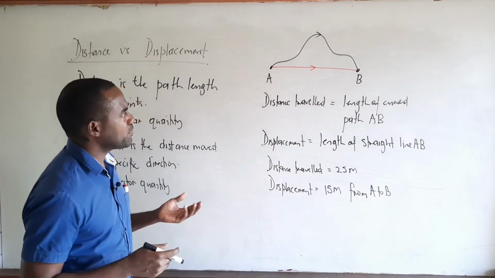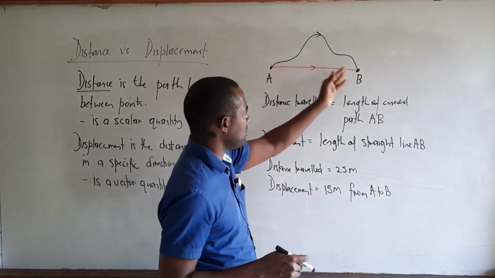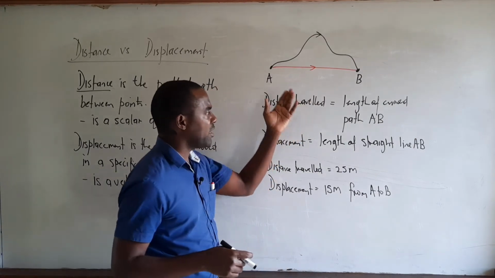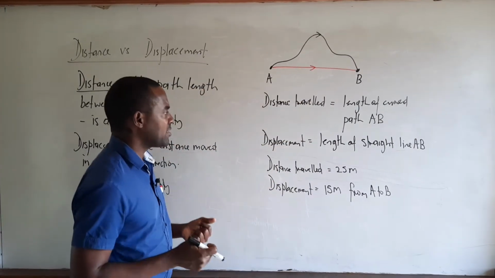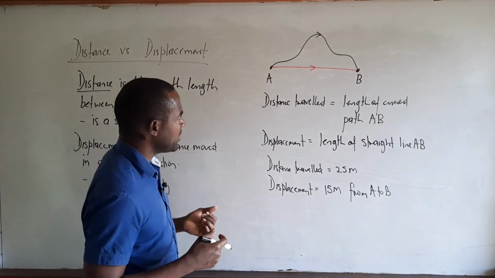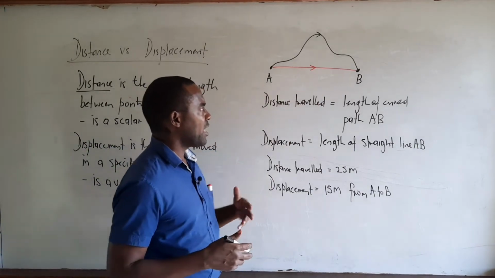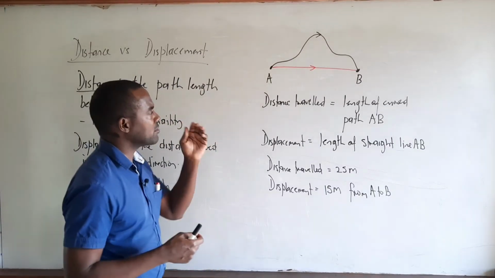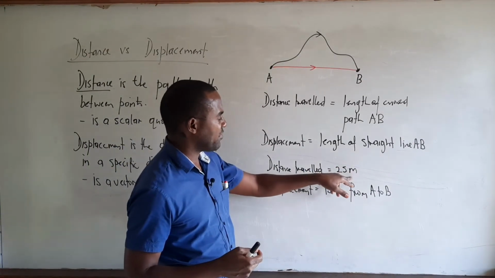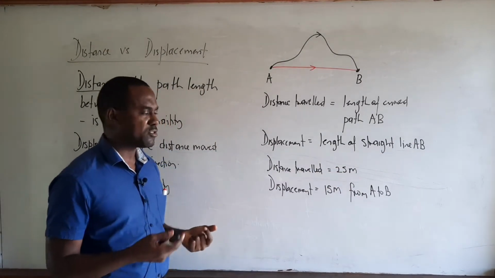We said that this person walked along a curved path AB. The distance traveled would be equal to the length of the curved path AB, whereas the displacement is the length of the straight line AB. And if, for instance, the length of the curved path AB was 25 meters, then that would have been the distance traveled.